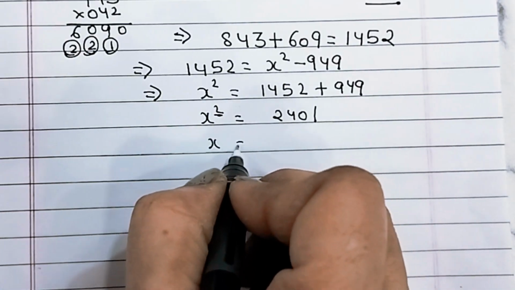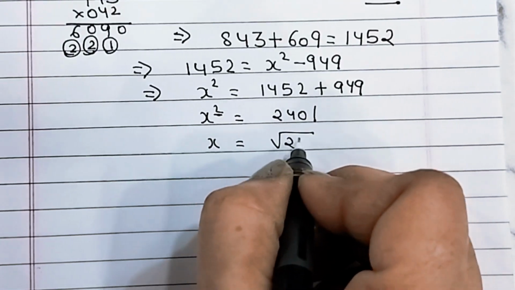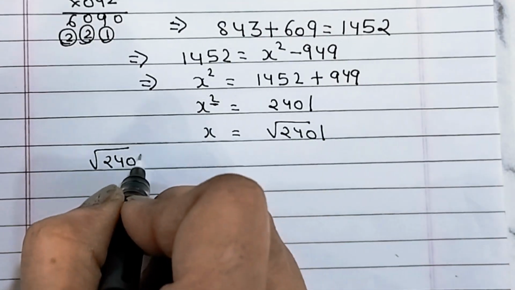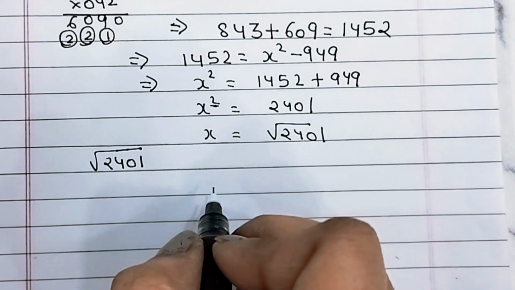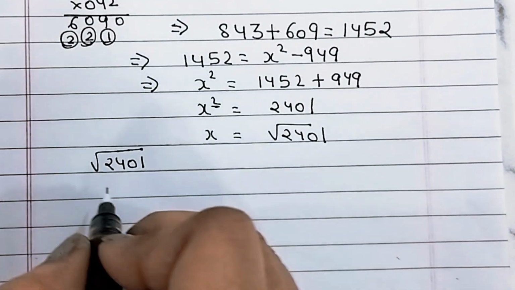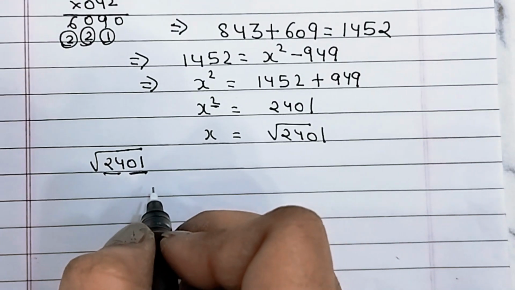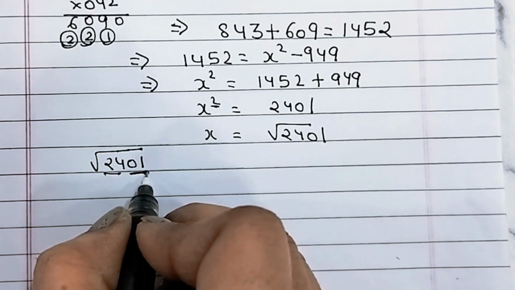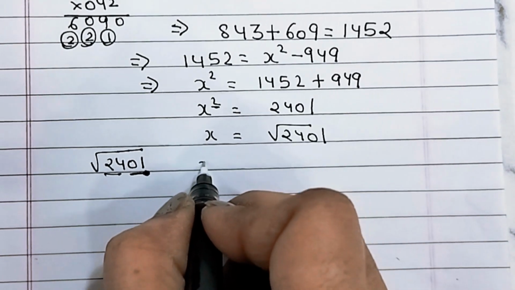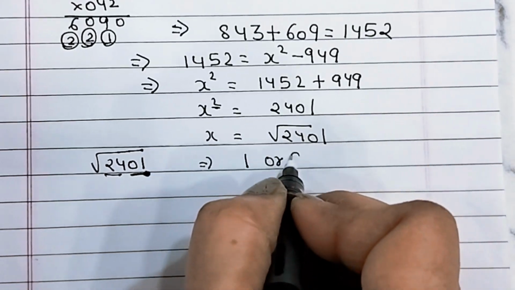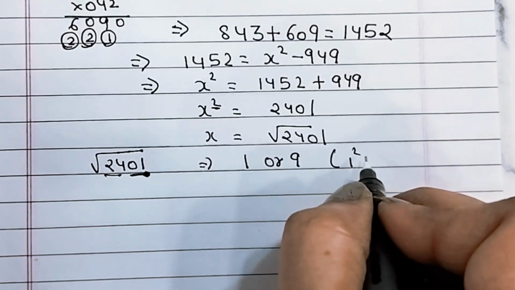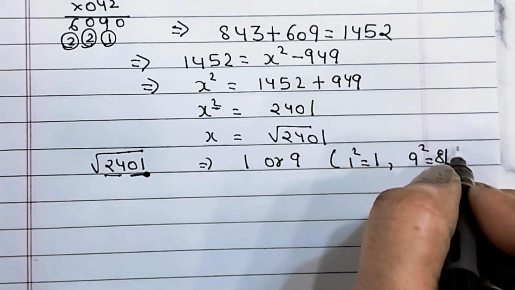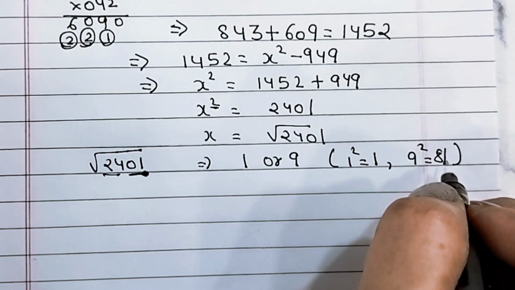So there is a square, and the square after transposing will become a root. Now we can use a Vedic math trick. Group the digits first. Pair the numbers from left to right like 24 and 01. Now find the last digit. This is a 1 as last digit. Therefore the square root's last digit must be 1 or 9, since 1 square is 1 and 9 square is 81. So it will also have 1 as the unit place.